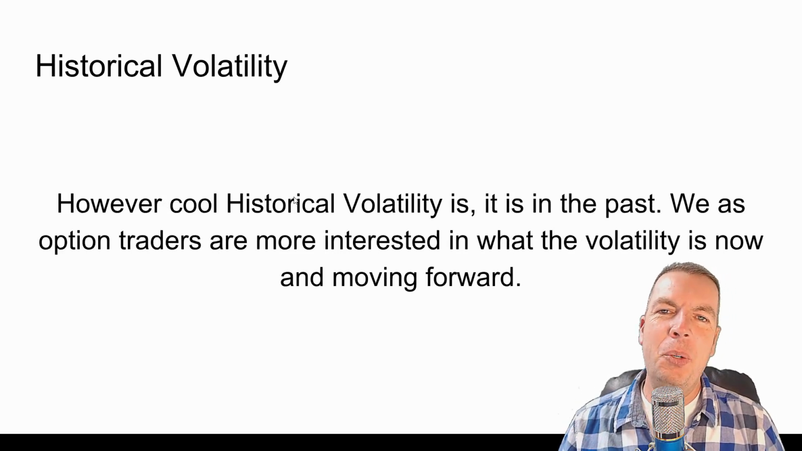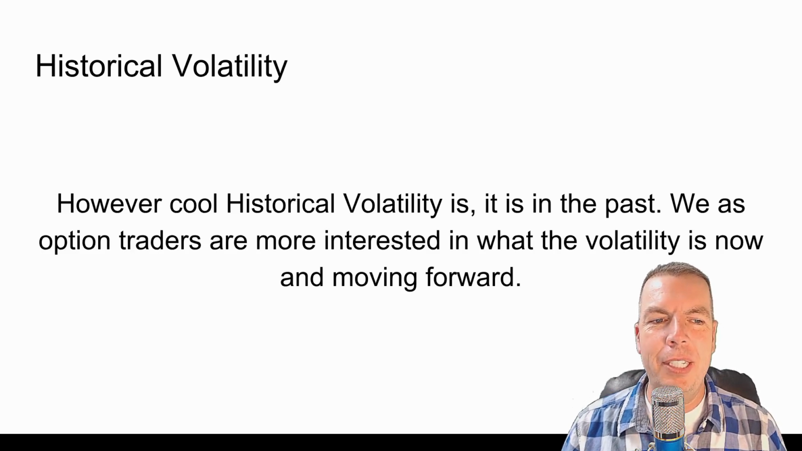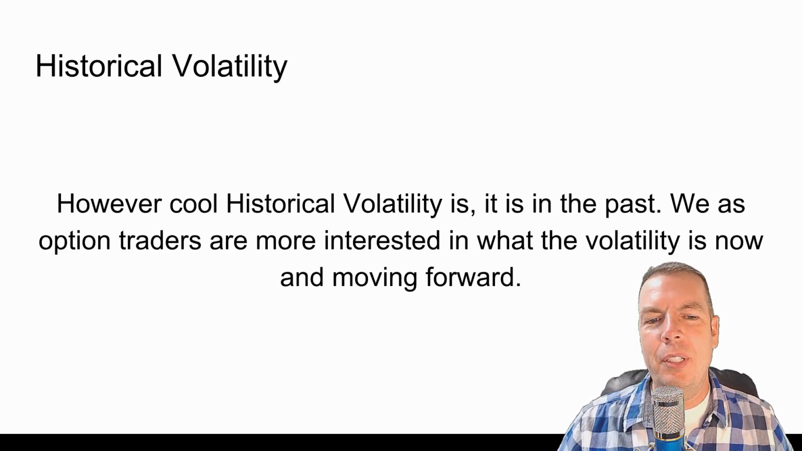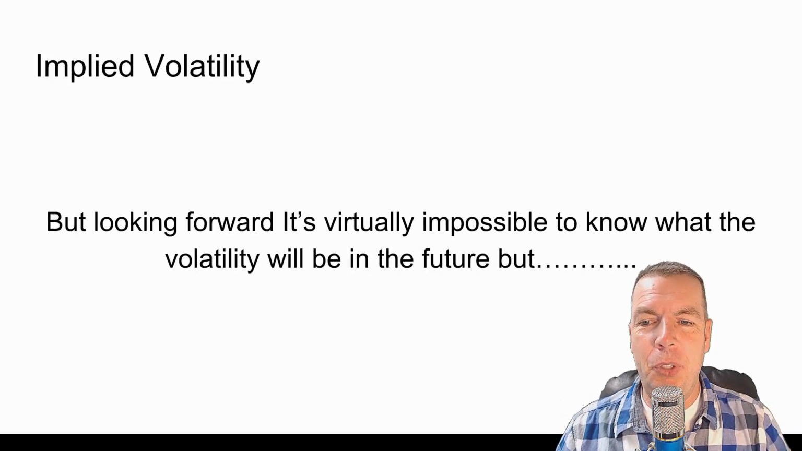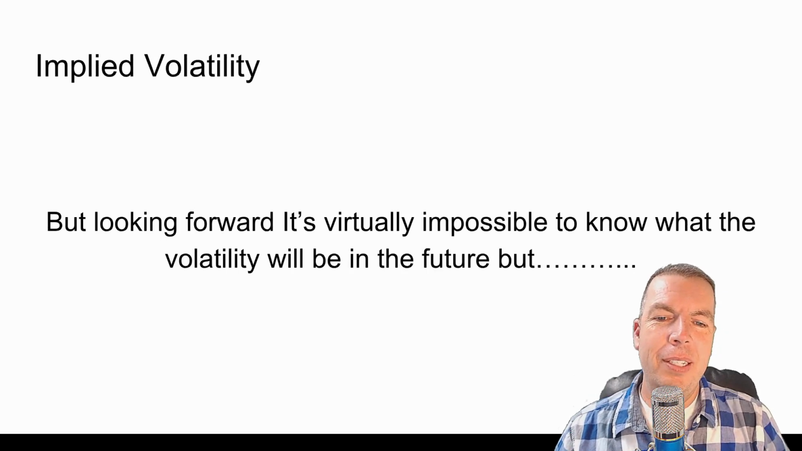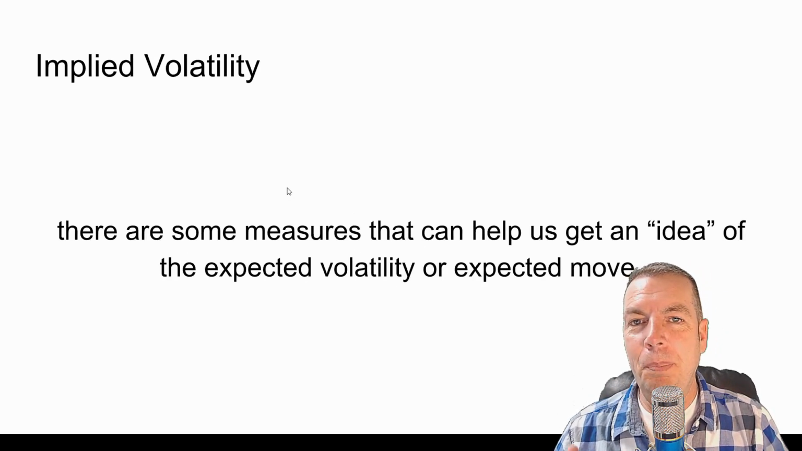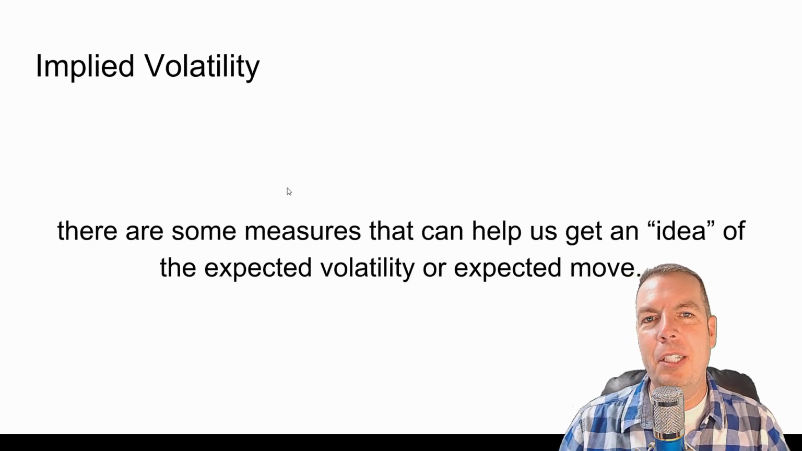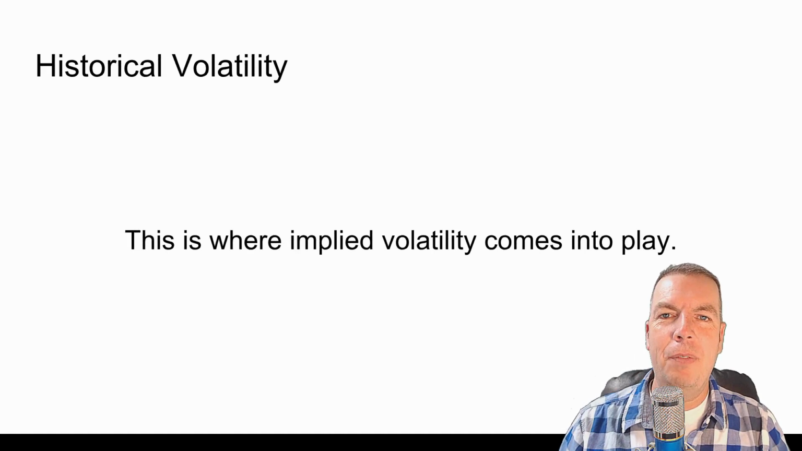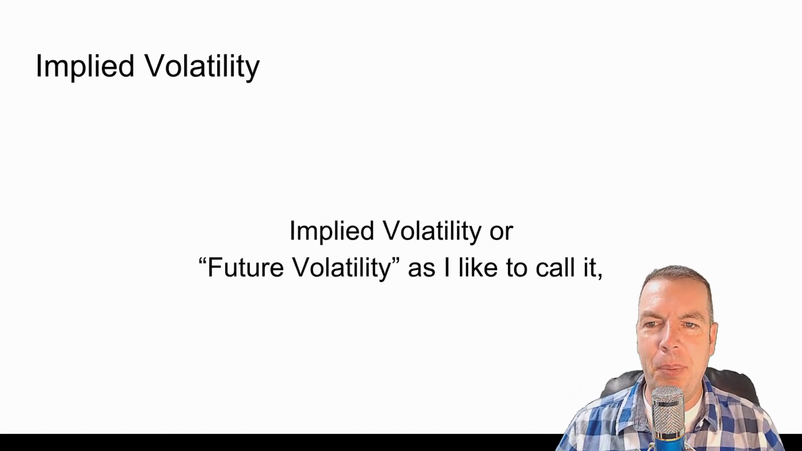However cool looking back in time is, we as options traders are interested more in what the volatility is now and what it will be out into the future. Looking forward, it's virtually impossible to know what the volatility will be, but there are some measures that can help us get an idea of the expected move or the expected volatility into the future. And this is where implied volatility comes into play.